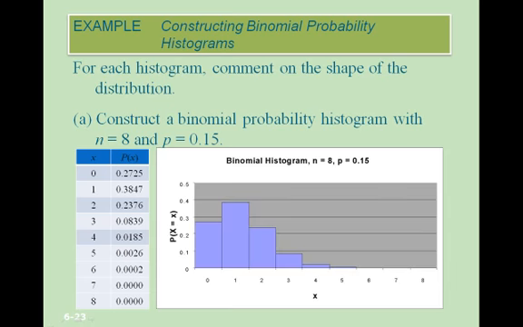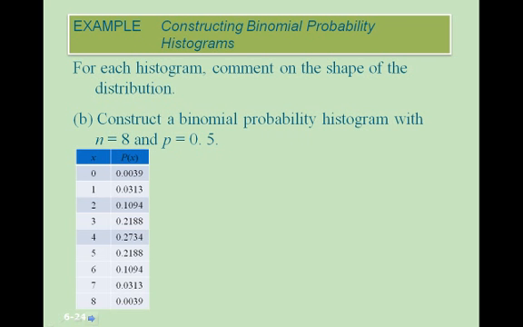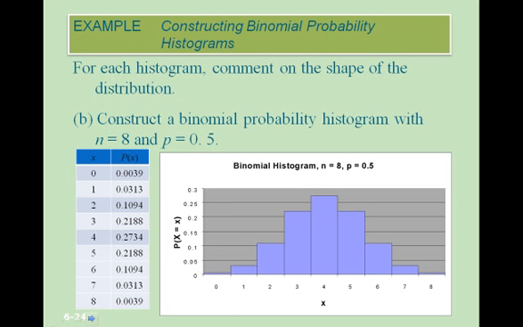And here then is our binomial histogram. The x values are on the horizontal and the probability values are on the vertical. Notice that this distribution is skewed right. For our next one, we want to construct a binomial probability histogram with n equal 8 and p equal 0.5. So we have listed our values for x, 0 through 8, and then the probabilities. And notice how we have our peak in the middle at 4, and they repeat kind of going down from there. So we see that our histogram looks similar to what we would have expected with that pattern. It's symmetric and approximately bell-shaped.